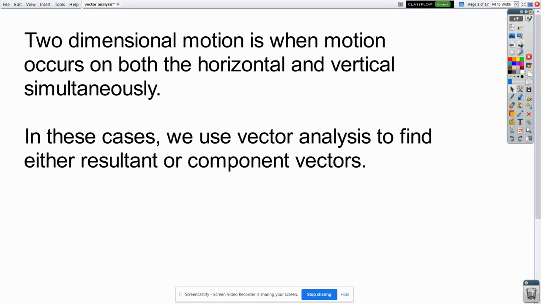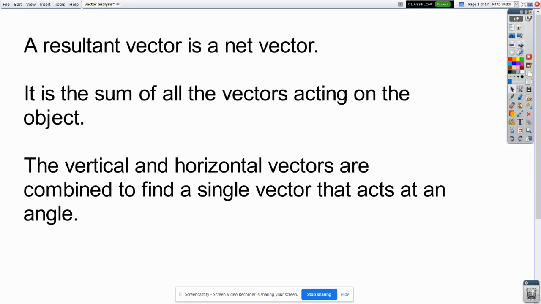In two-dimensional motion, you have both vertical and horizontal motion happening at the same time. Something is moving to the right and up simultaneously. Something is moving to the left and down simultaneously. This is two-dimensional motion. In cases like these, we use vector analysis to find either a resultant or component vectors.